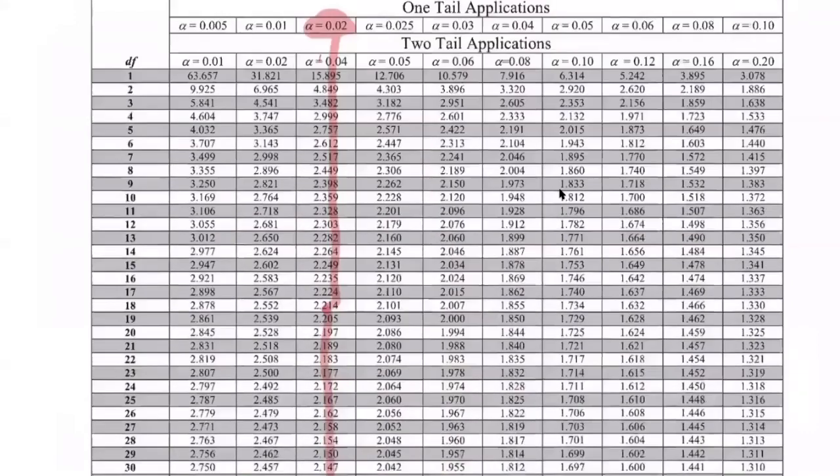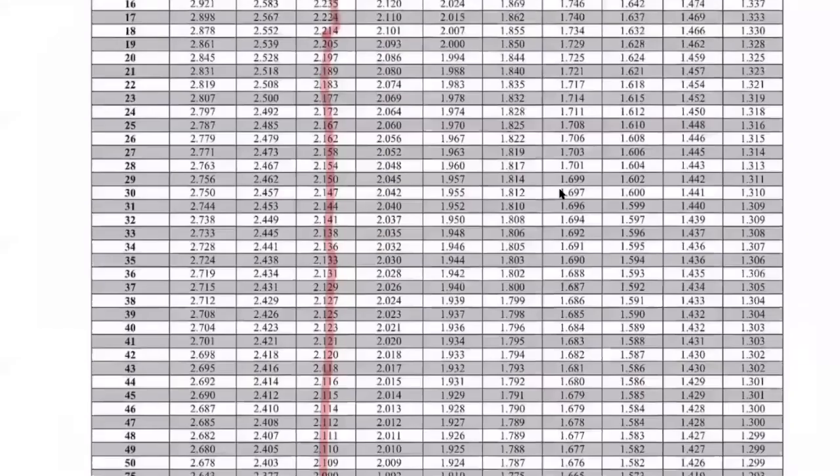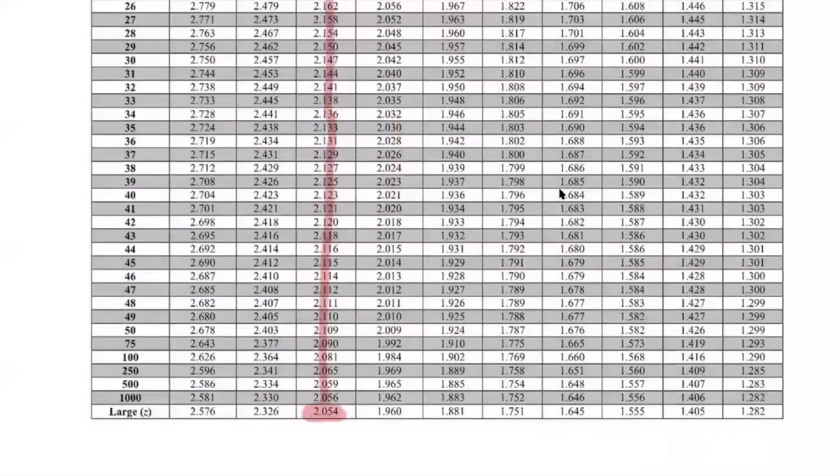Okay. Right, so what was it? 2.054? I've already forgotten. Sad. 2.054, I guess I didn't.